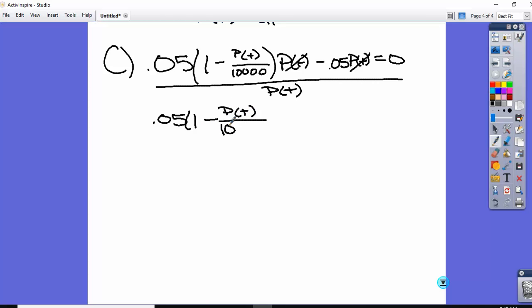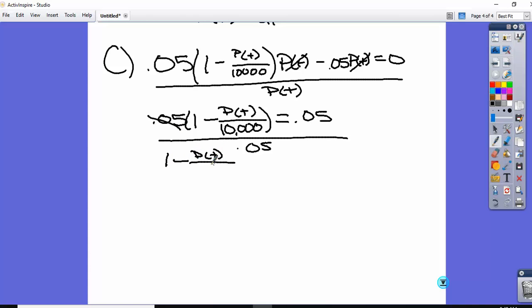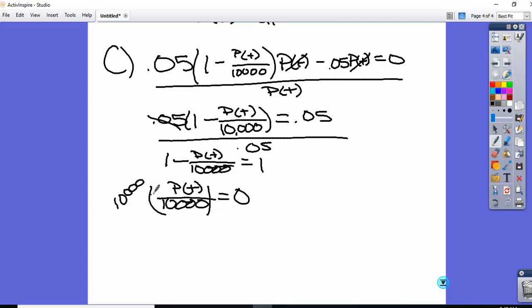So that equals 0 again. And then we added the 0.05. And divided by that 0.05. Subtract the 1 over. Which gives us 0, and then multiply by negative 10,000, which just gives us 0.